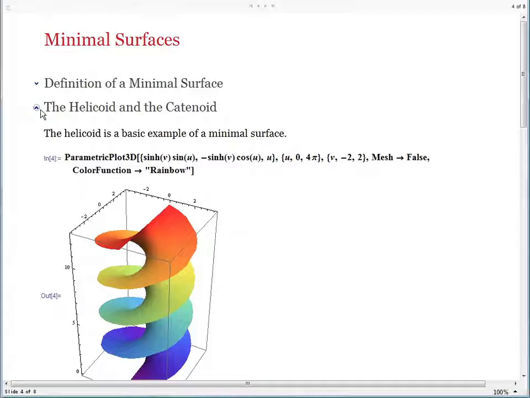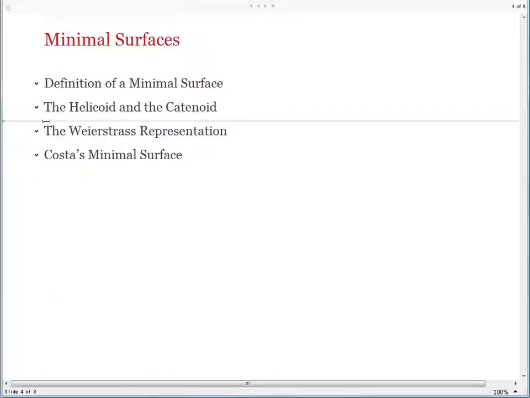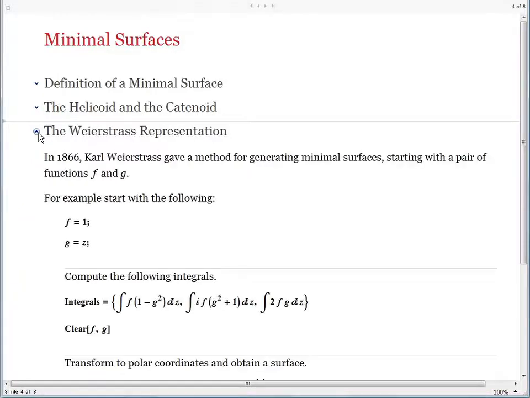Now two questions at this stage. The first question would be, are there any other examples of minimal surfaces beyond the helixoid and the catenoid? And the second question might be, today's talk is all about calculus, and somehow one thinks of calculus as being about, let's say, calculating integrals or finding derivatives. So what has this topic of minimal surfaces got to do with calculus? And the answer to both these questions can be obtained by looking at what is called the Weierstrass representation.